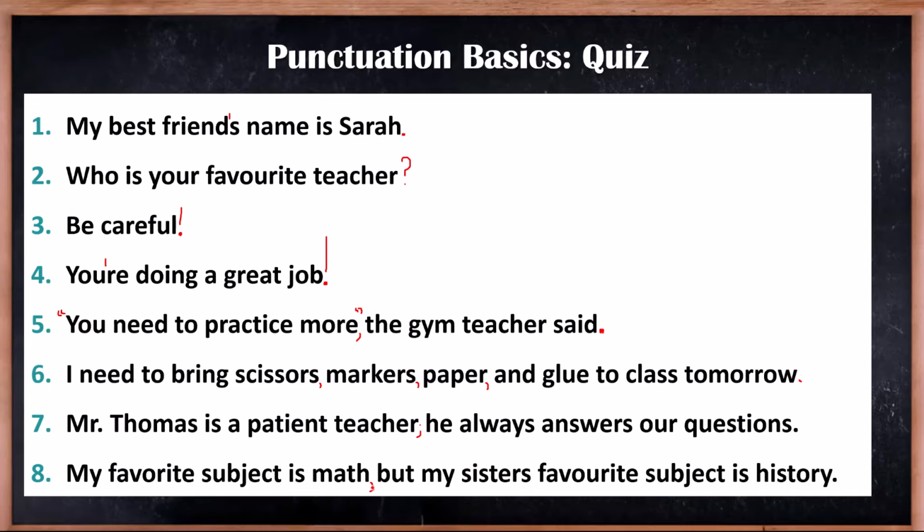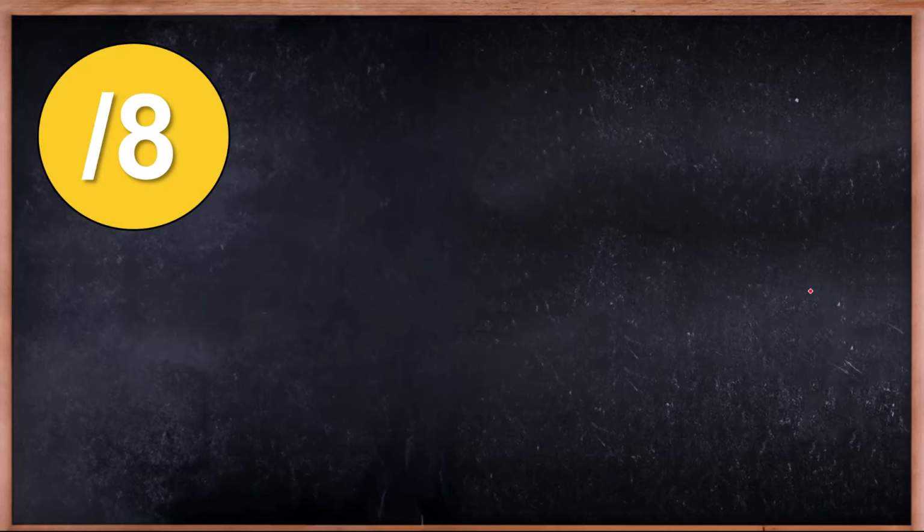So here we put a comma before but because we have 2 independent clauses connected with a coordinating conjunction. So remember, it's not strong enough. We need the comma plus the coordinating conjunction. And finally, after sister, we put an apostrophe. My sister's favorite subject is history because we're talking about the favorite subject of her, my sister's favorite subject. So apostrophe S.